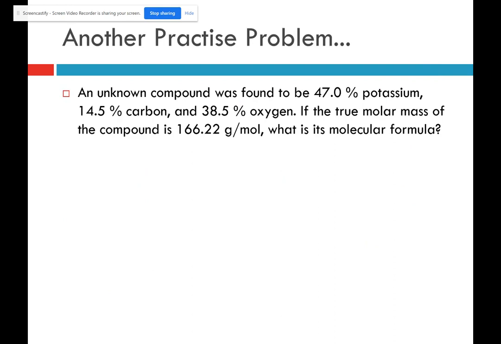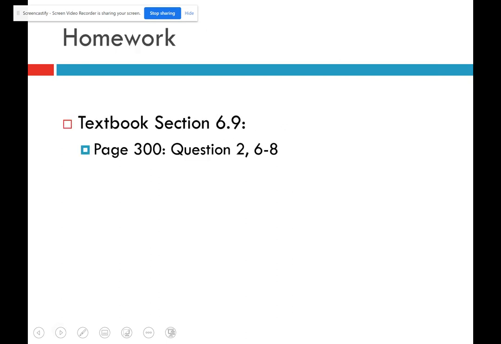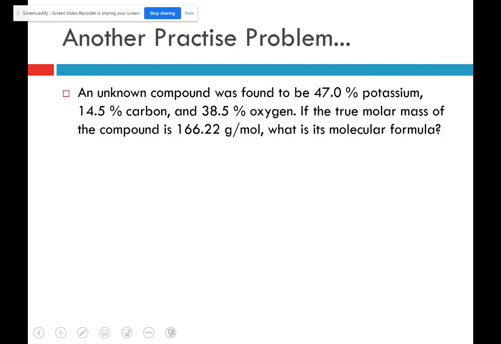Okay, let's put this all together. This is the last question we're going to go through. This is going to connect our calculation of empirical formula and our calculation of molecular formula. This question says an unknown compound was found to be 47% potassium, 14.5% carbon, and 38.5% oxygen. If the true molar mass of the compound is 166.22 grams per mole, what's the molecular formula?